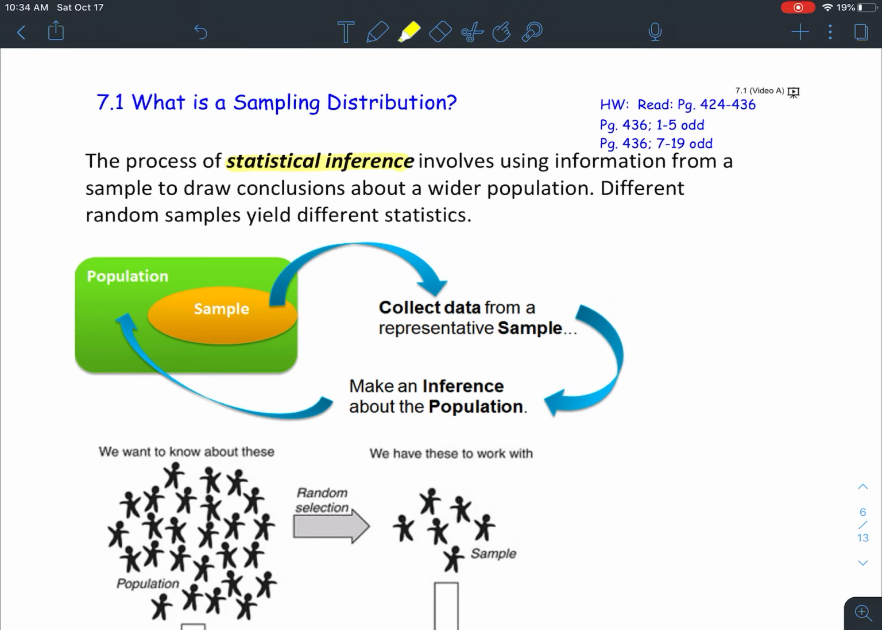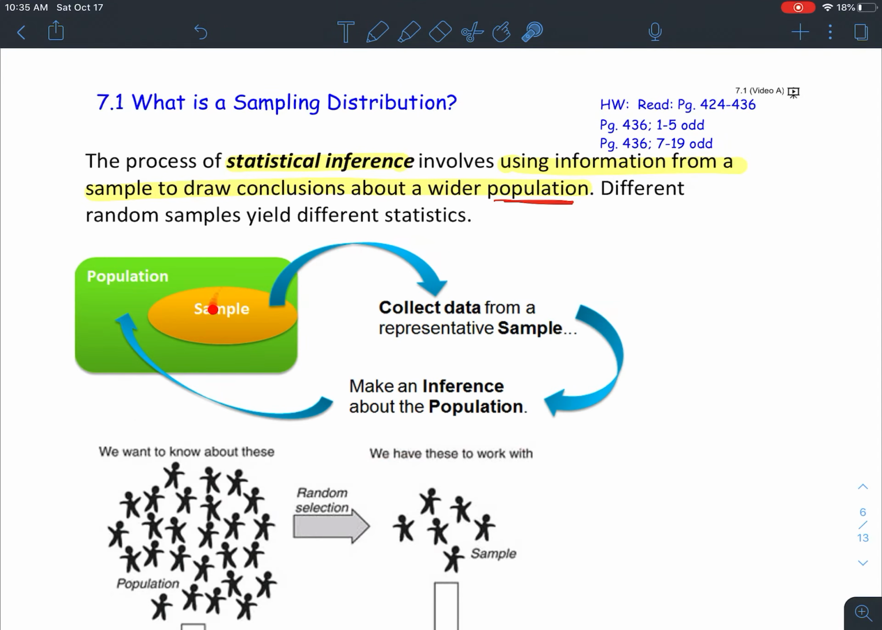The process of statistical inference is anytime you're using information from a sample to draw conclusions about a wider population. And we just always want to keep in mind that every time you draw a random sample, they're each different, they're each unique, even if you've drawn it using a proper random process. And so you are going to get a slightly different statistic, a slightly different mean, or a slightly different sample proportion.